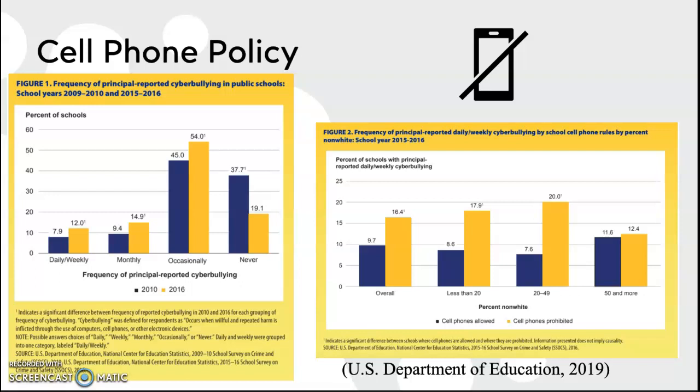These graphs can show how schools like Derby with the no cell phone policy tend to have more reported cases of cyberbullying. There's also been an increase in cyberbullying from 2010 to 2016, likely due to the increase in technology use.